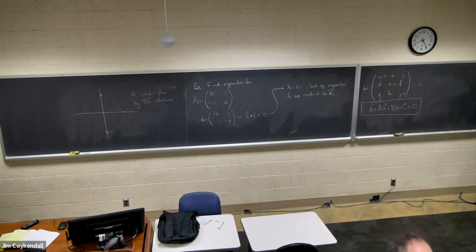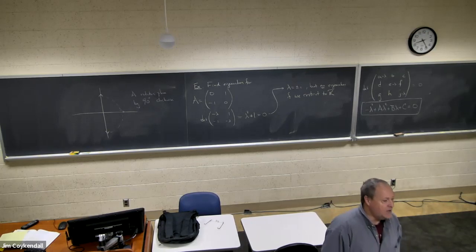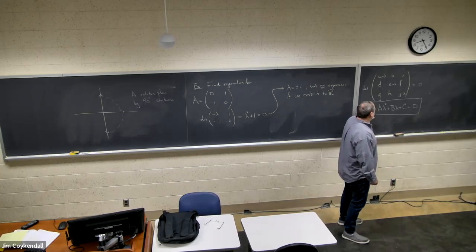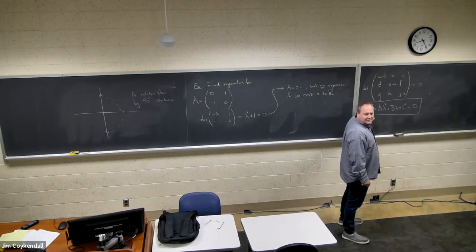Now, this is a cubic polynomial. Does this thing have a real root? Every cubic, what happens to this as lambda goes to infinity? Lambda is very, very large. What happens to this? It goes to negative infinity. Everybody agree? Because lambda cubed becomes dominant. What happens if lambda goes to negative infinity?